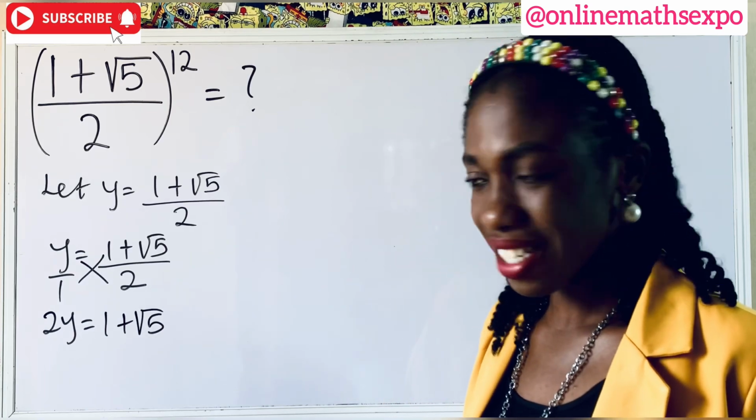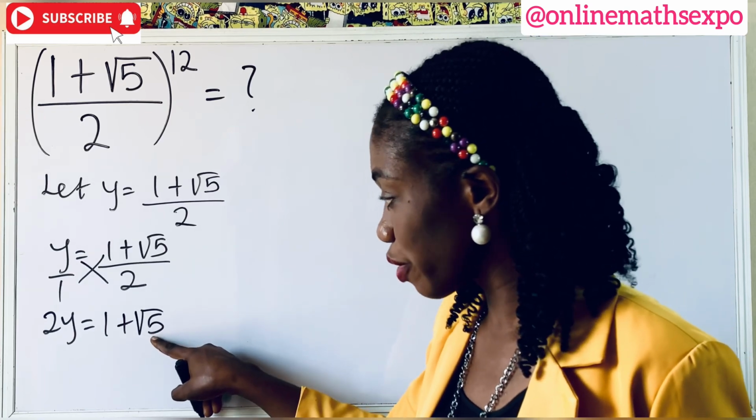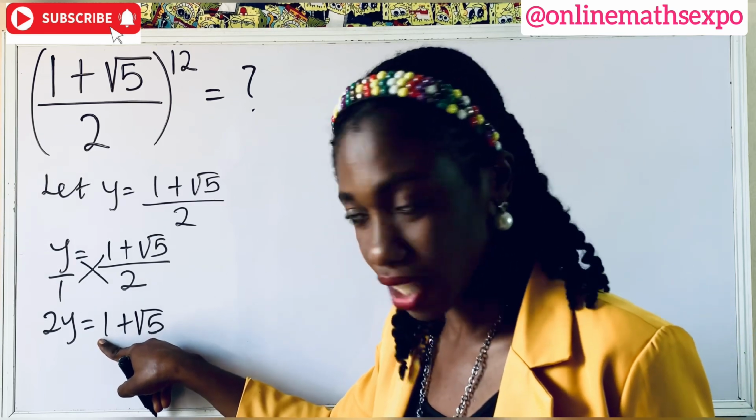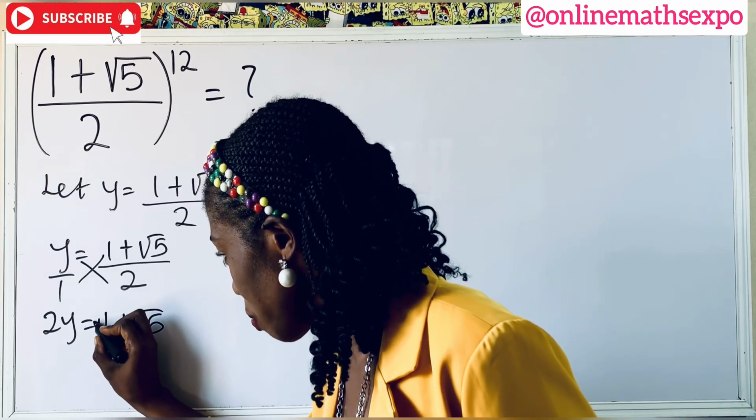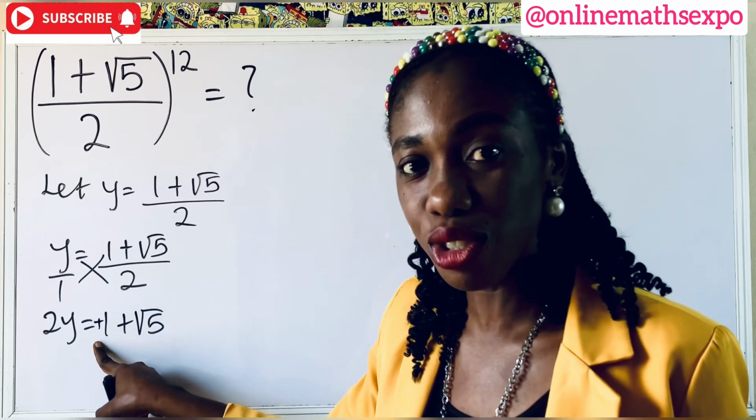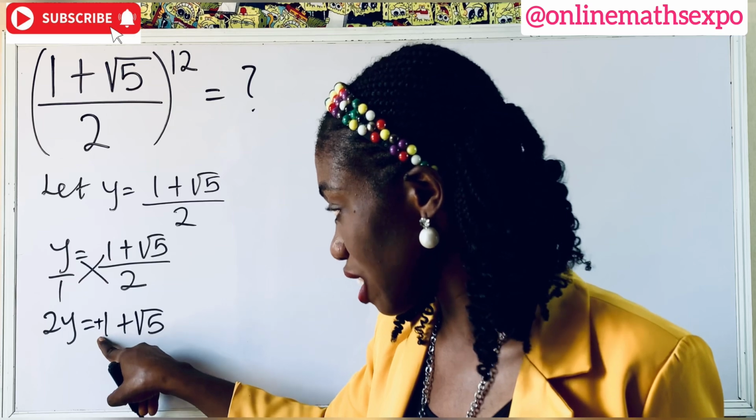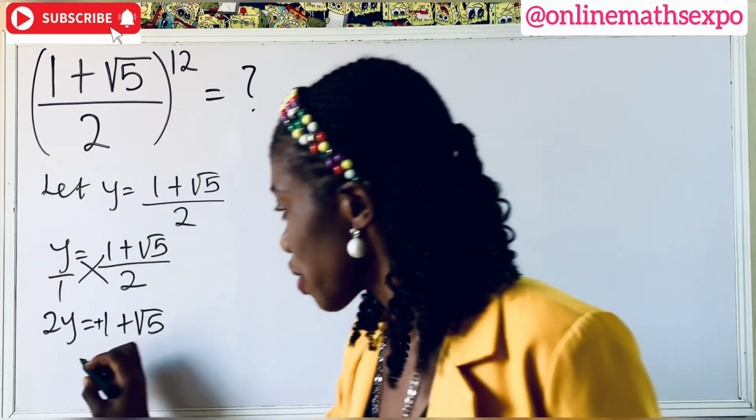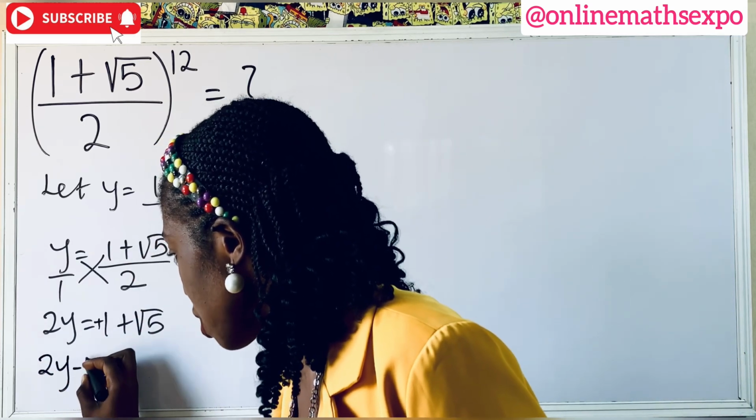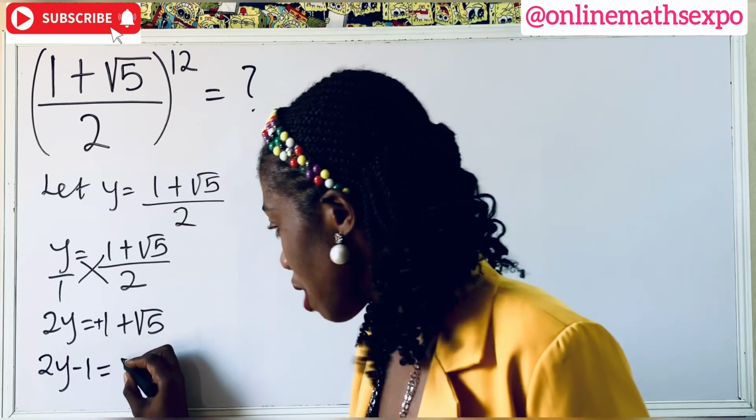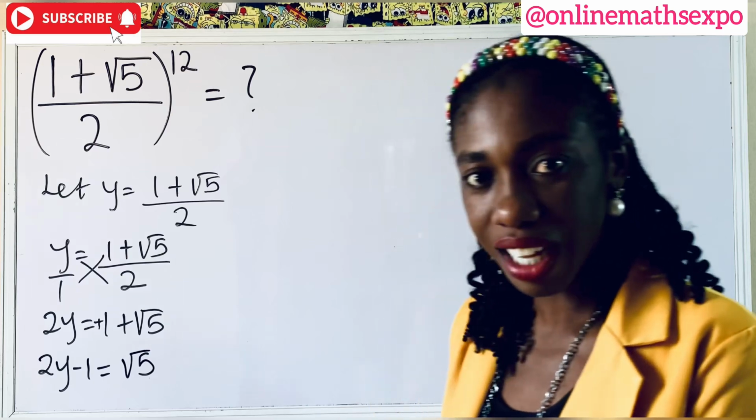So what do we do next? Our target is to remove this radical sign. So in that case, I'm going to remove this one. So remember, the 1 is taking a positive. So if you want to remove it, you are going to subtract 1 from both sides, so that this one becomes 0, okay? And when you subtract 1 here, it becomes 0. So you'll be left with root 5. I hope that is okay.